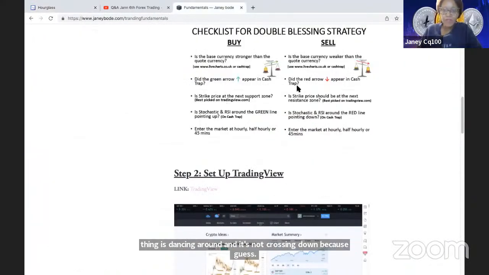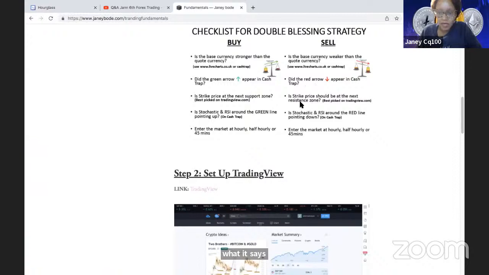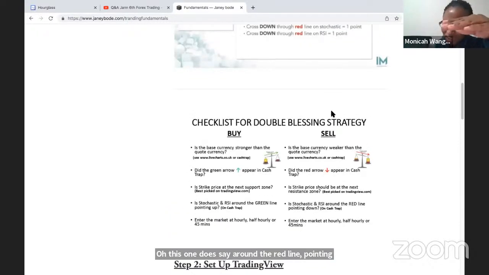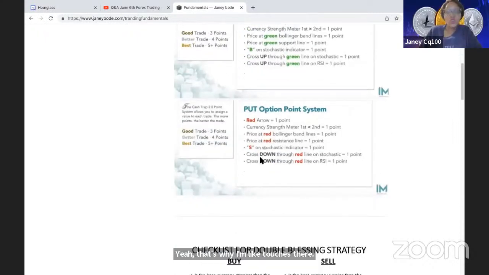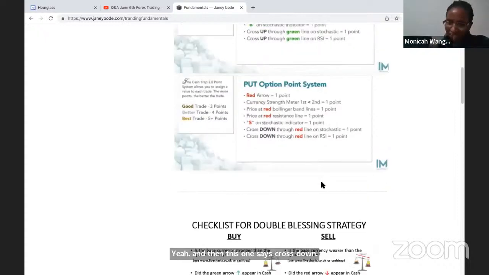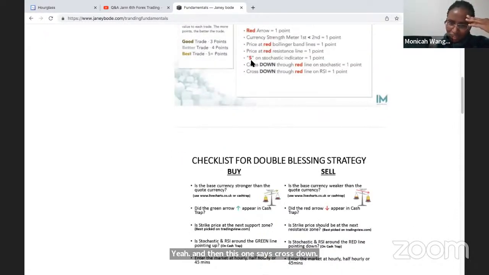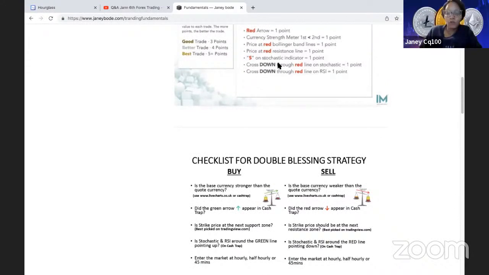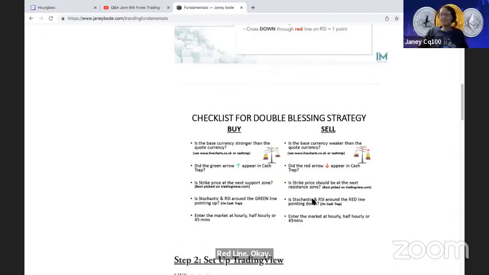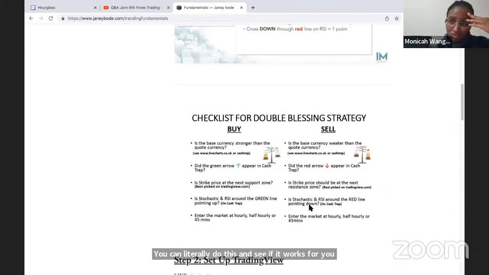It says, did the arrow, wait. Oh, this one does say around the red line, pointing down. That's why I'm like, it touches there. And then this one says cross down through the red line. So it crosses down. Yeah, I follow this. Cross down. Okay. Through red line. This is just me. But you already know the basics. You can literally do this and see if it works for you. For me, it's throwing me off.